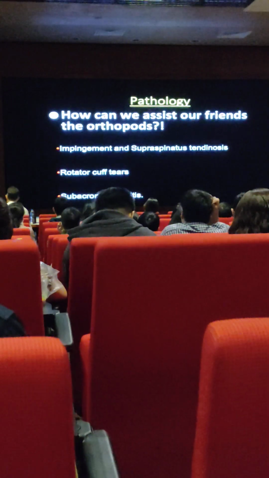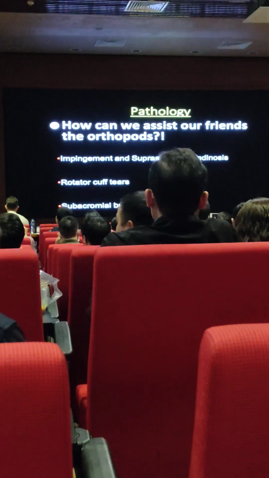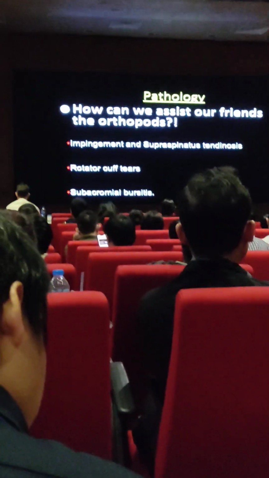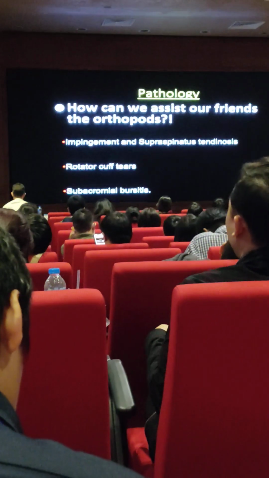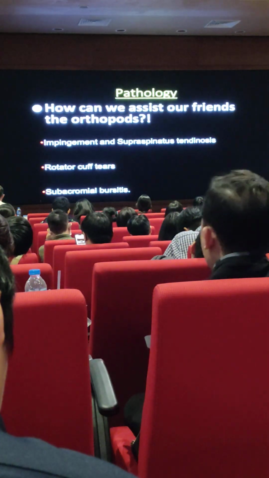MRI is very good and one of the gold standard imaging of the rotator cuff, and that's why it's very important to do MRI in case you're suspecting tendinopathy or shoulder impingement, rotator cuff tear, or subacromial bursitis.